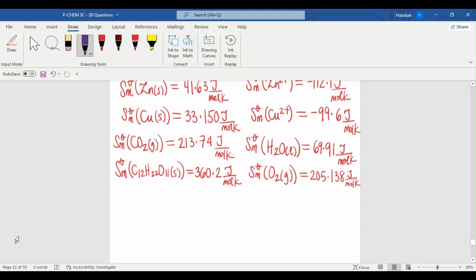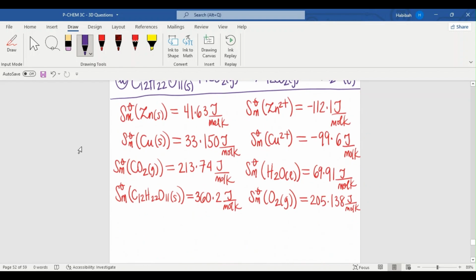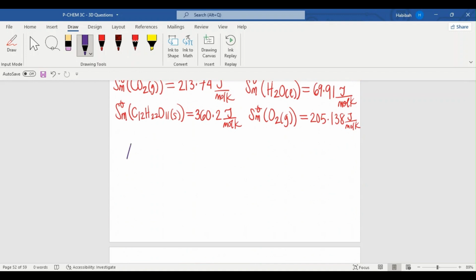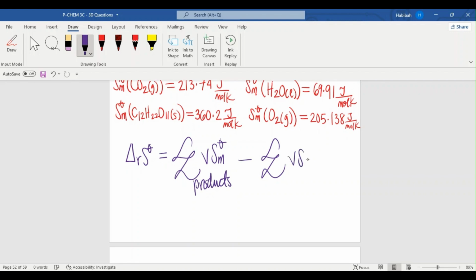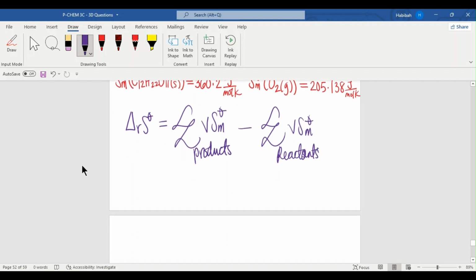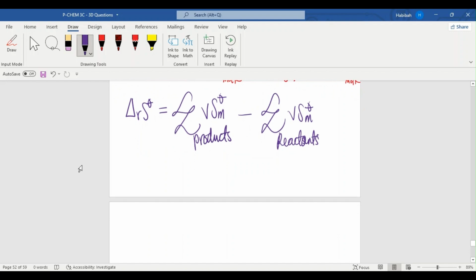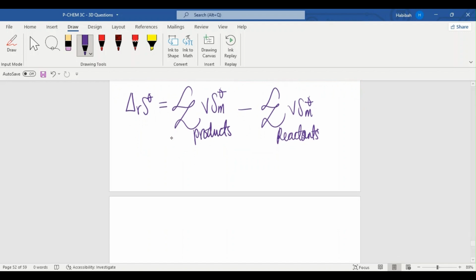So now that you've written that down, the first thing you have to do, whenever you're asked to determine the standard reaction entropy, is to use the formula: the summation of the molar entropy of the products minus the summation of the molar entropy of the reactants. This is how you basically determine it, and this formula can be applied to any chemical equation. So let's start with the first question.